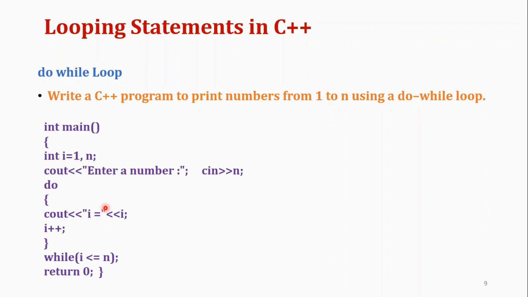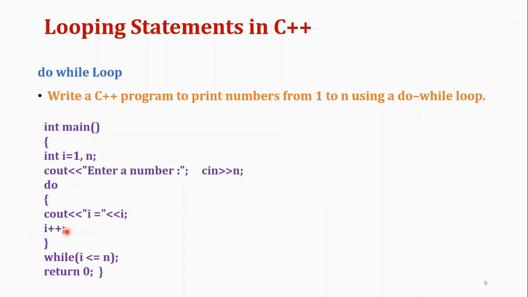The logic is very simple. You have to execute the loop body without checking the condition. The first time, it is going to execute without checking the condition. The second time, if i is less than or equal to n, it is going to repeat. Otherwise, if the condition fails, it comes out of the loop. So i is initialized to 1 and n is the upper limit or highest number. I read the value using cin, the number from the terminal user, and i is initialized to 1. So the first time i will be displayed, 1 will be printed, and then i will be incremented.